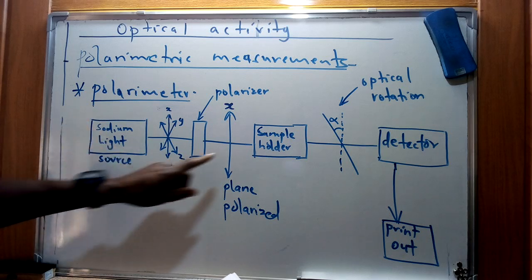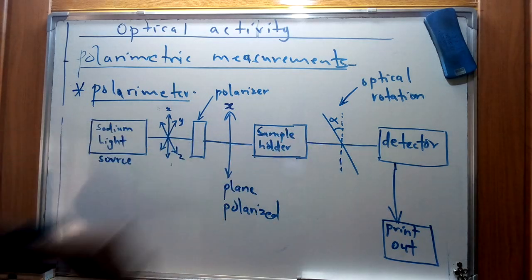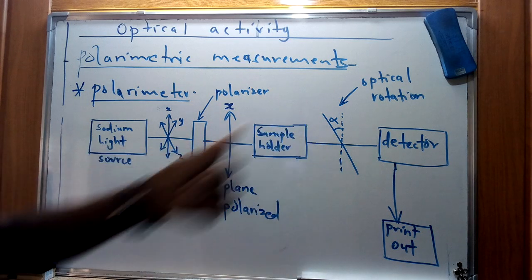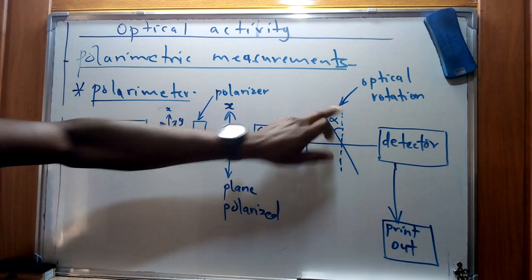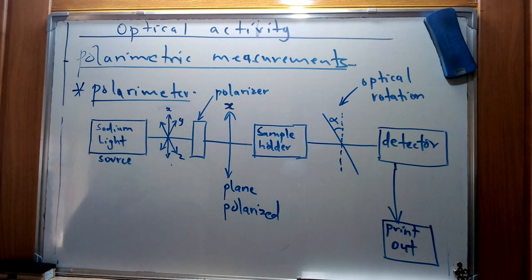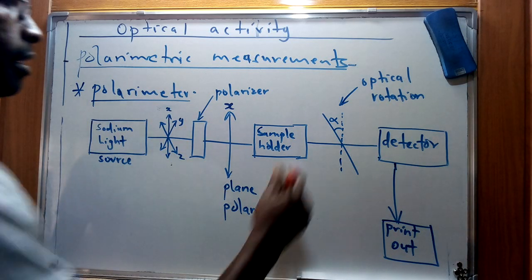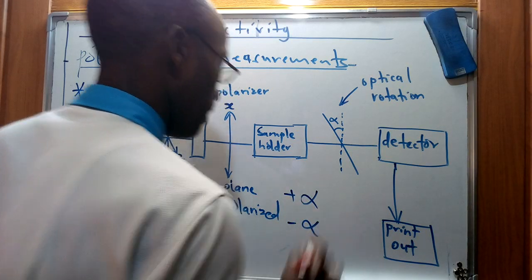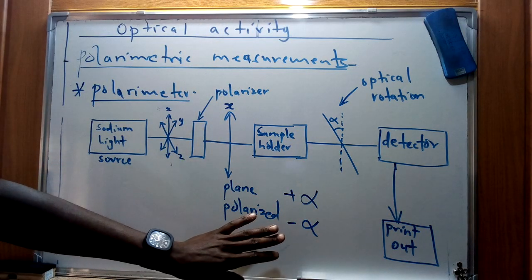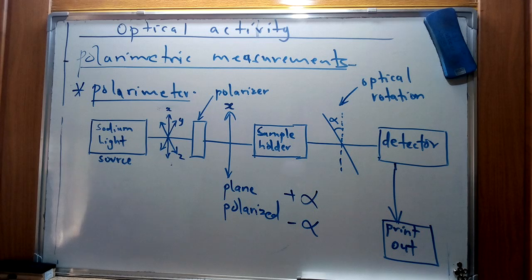Now, the extent of rotation of a plane polarized light is going to be given by this specific term, alpha, sorry for that, this Greek term for alpha. And the direction of the rotation is going to be given as either positive or negative alpha, which we are going to demonstrate later.